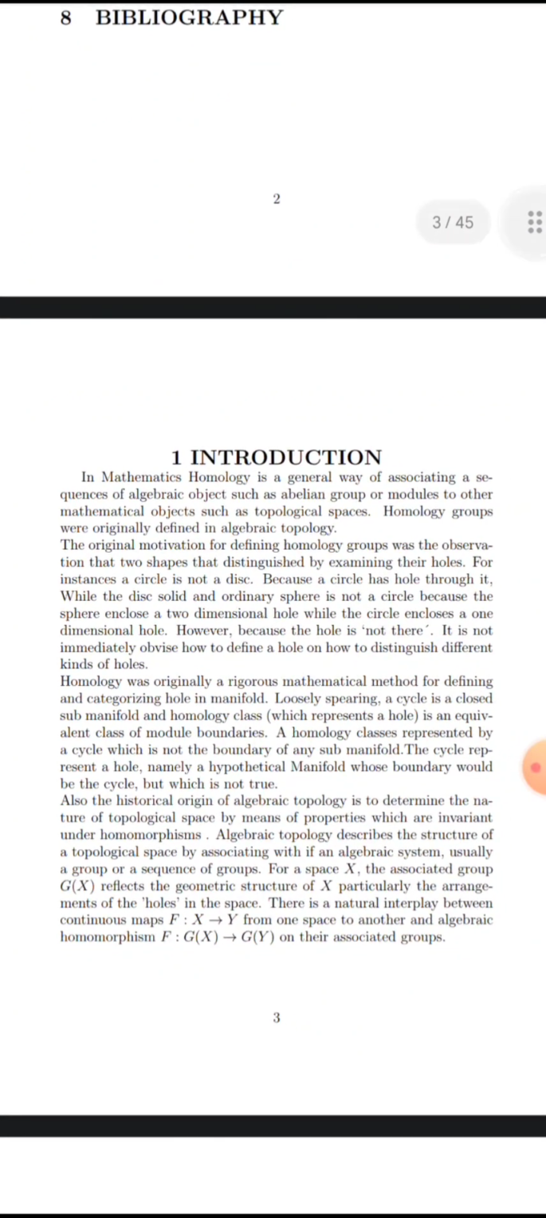homology is a general way of associating a sequence of algebraic objects such as algebraic groups or modules to other mathematical objects such as topological spaces. Homological groups were originally defined in algebraic topology.